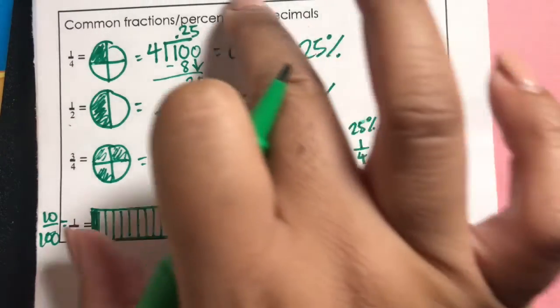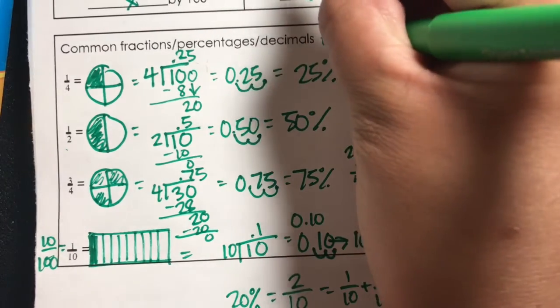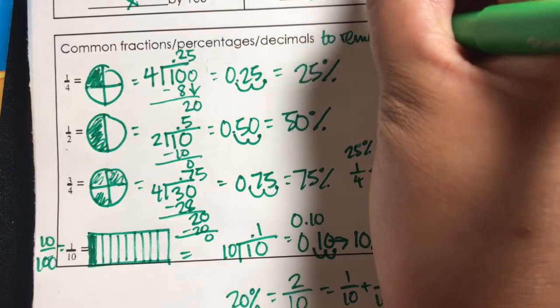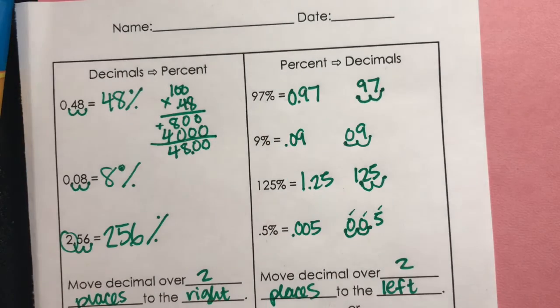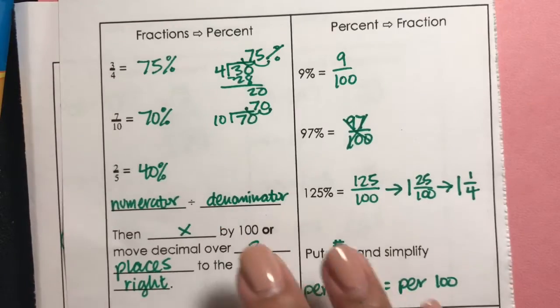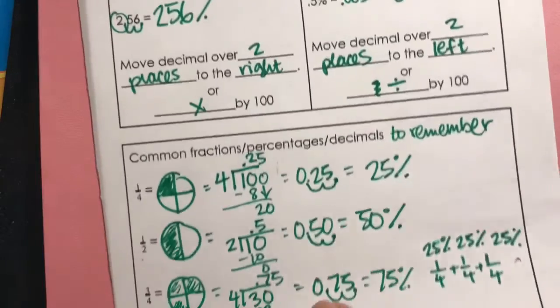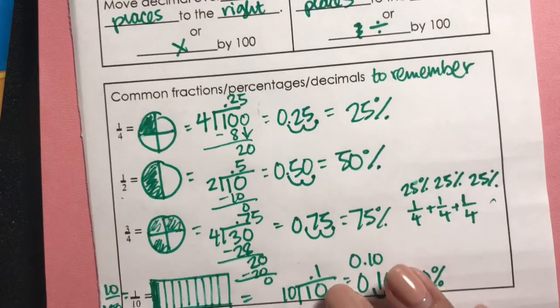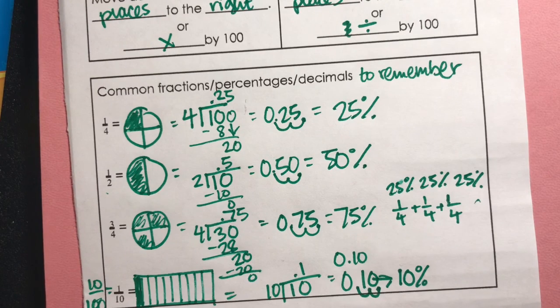So these are some fractions, decimals and percentages to remember, because these are going to help you once you've mastered how to do all of this: fractions to percent, percent to fraction, decimals to fractions, fractions to decimals. These are really easy to remember, and they will be your baseline fractions, percentages and decimals to remember.